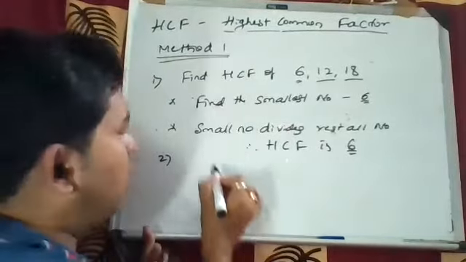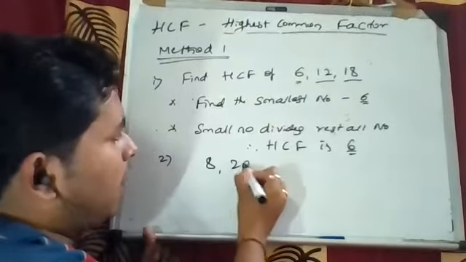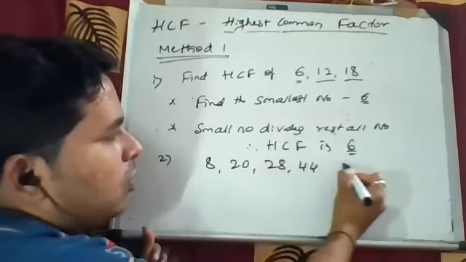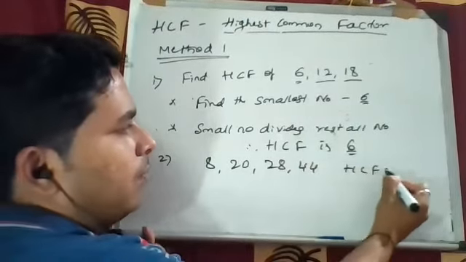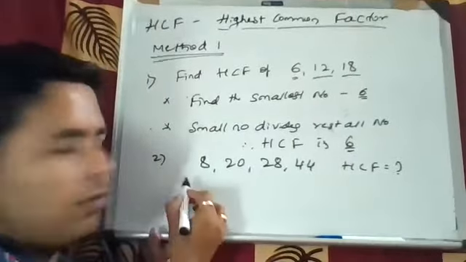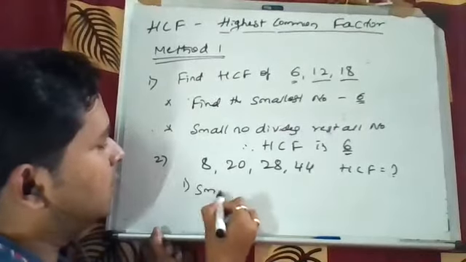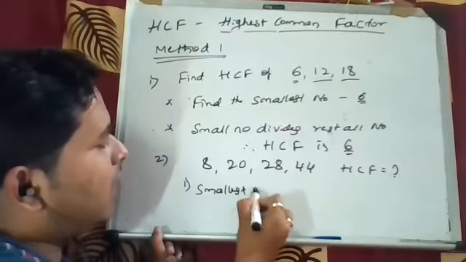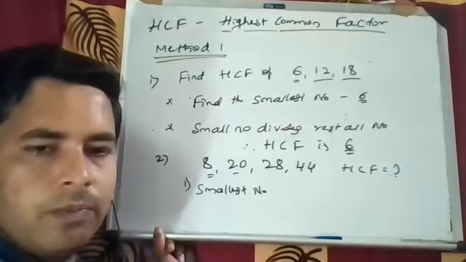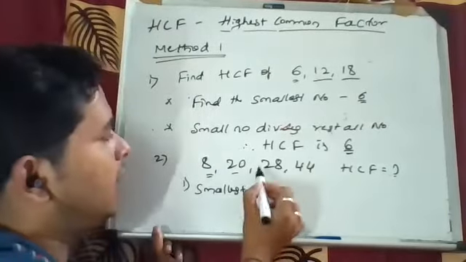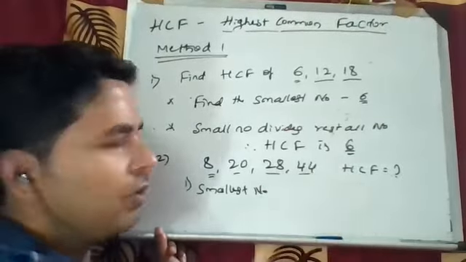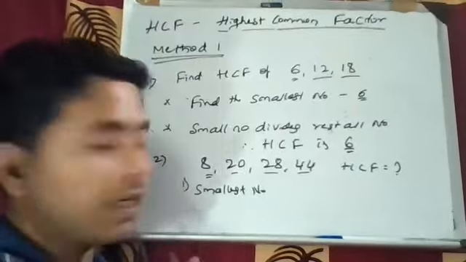So 8, 20, 28 and 44. What is the HCF here? What I said: first find the smallest number. Here the smallest number is 8. Okay. So does my 8 divide 20? No. Does my 8 divide 28? No. Does my 8 divide 44? No. Then what do I have to do?